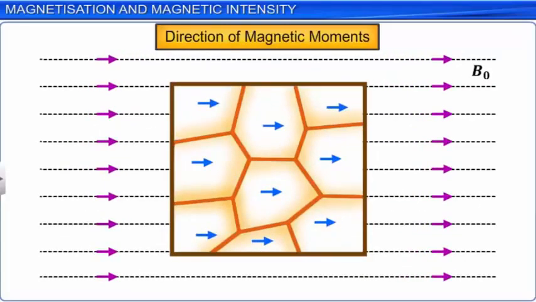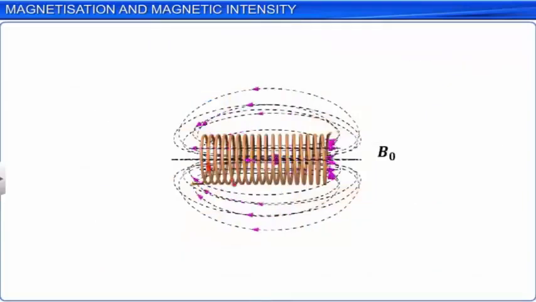To discuss this more explicitly, let us consider a long current-carrying solenoid, where B₀ is the magnetic field in the interior of the solenoid due to the current passing through it. When a magnetic material is inserted into the solenoid, the material gets magnetized.